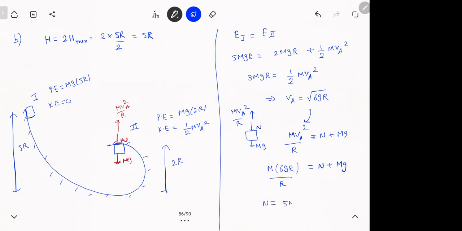N is 5 mg. The normal reaction is 5 mg and the speed is root 6g. If you see here again, state 1, state 2, conservation of energy. Once you get the energy, then it is just a free body diagram.